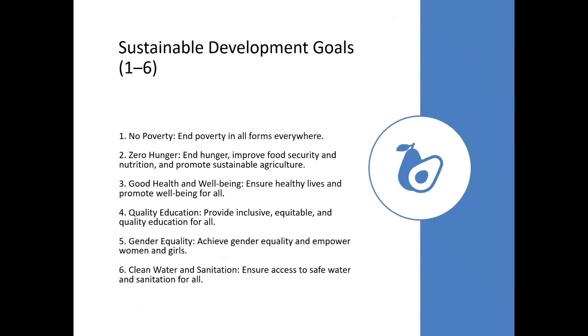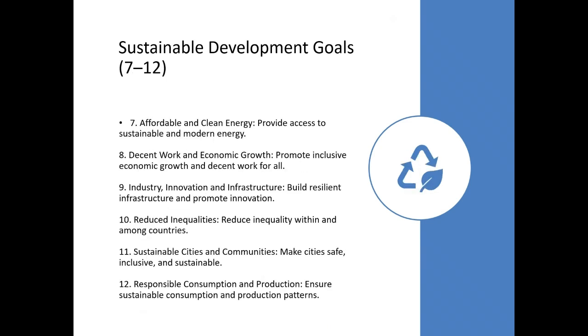Then number 6 is clean water and sanitation, to ensure access to safe water and sanitation for all. Number 7, affordable clean energy, provide access to sustainable and modern energy. That's also quite a hot topic at this time. Then decent work and economic growth for those of you in the economic sciences, and also in the world of work, to promote inclusive economic growth and decent work for all.